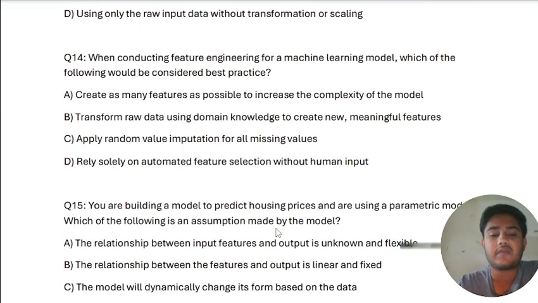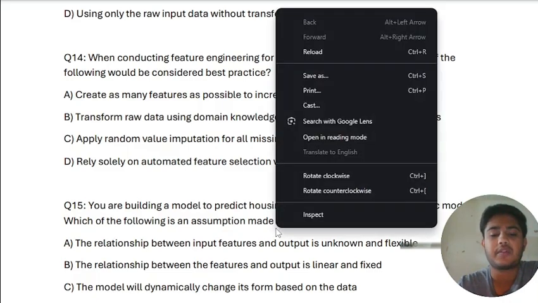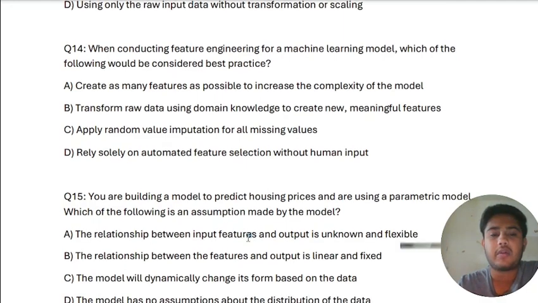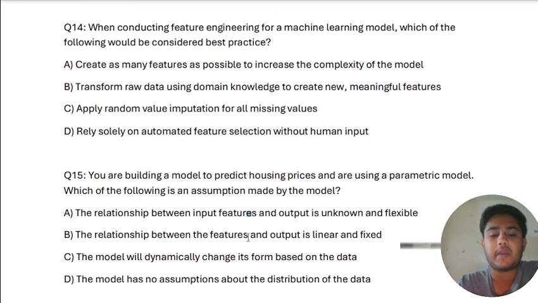Question number 14 is, when conducting feature engineering for a machine learning model, which of the following would be considered the best practice? Answer is option B, transform raw data using domain knowledge to create new meaningful features.